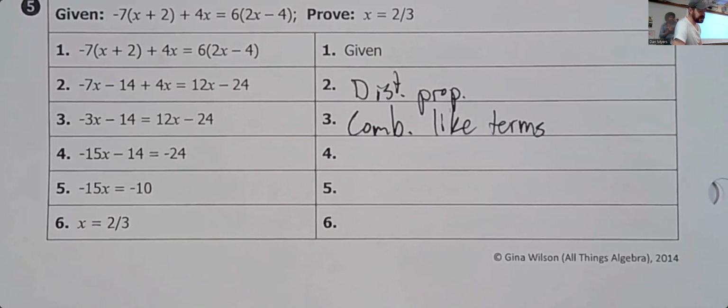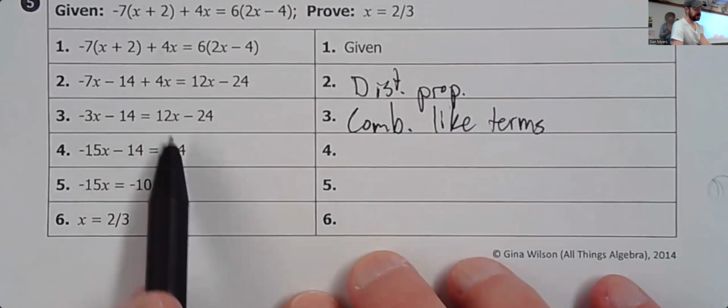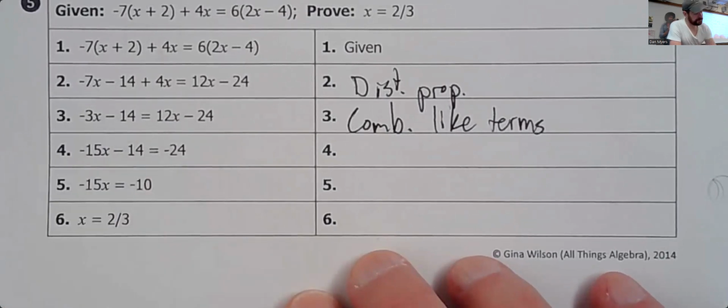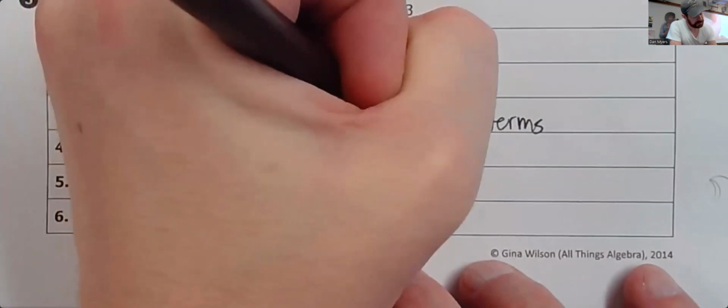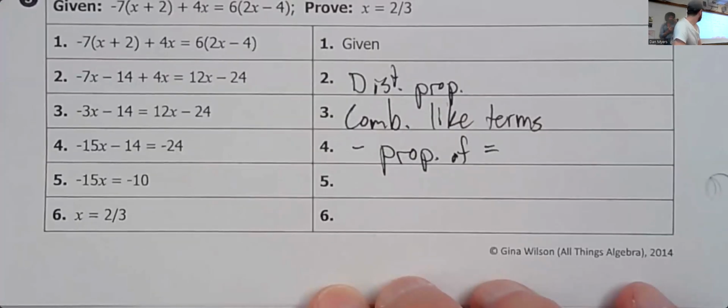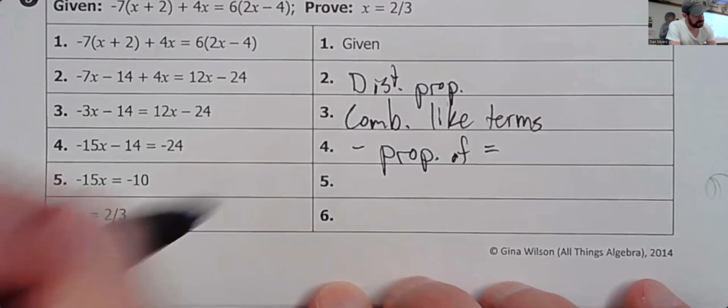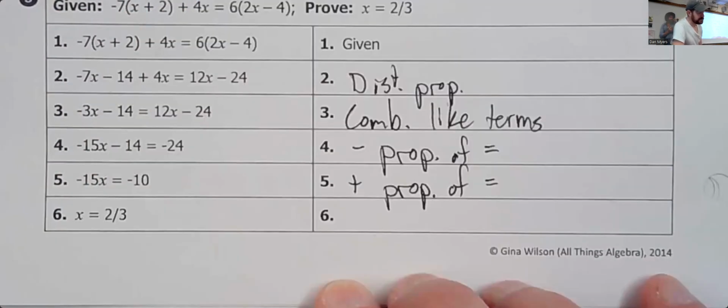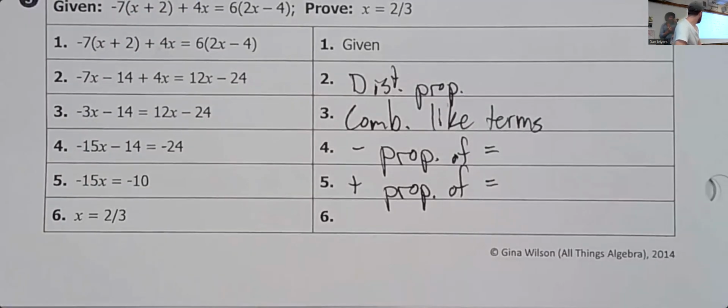The next step there looks to me like we use the subtraction property of equality. Does that sound okay? Subtracted 12x from both sides because the 12x is gone from here to here on the right side, which means we took that away. -3 minus 12 is -15. So that's the subtraction property of equality. Then 14 was added to both sides after that. So that would be the addition property of equality. And then both sides were divided by -15. So division property of equality.